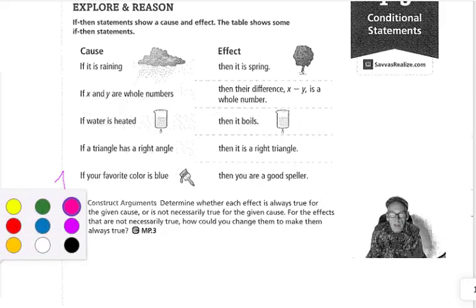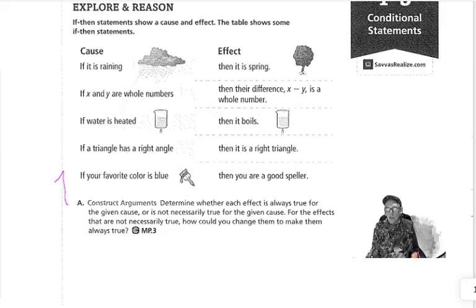If it is raining, then it is spring. Now I could think of times when it rains and it's not spring. Like it could rain in the wintertime. It could have freezing rain. It could rain in the fall. It could rain in the summer. So just because it's raining doesn't necessarily mean it has to be spring. So this is actually a false statement because it doesn't have to be true.